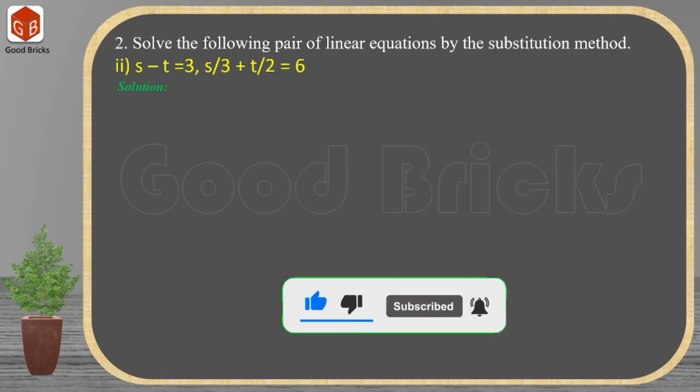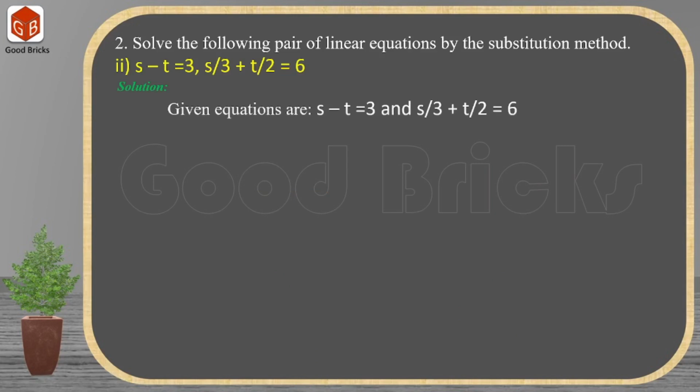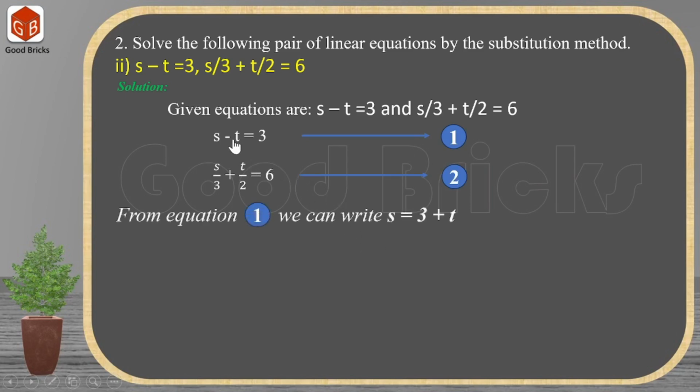Let us take one more example. In this problem also they have given two equations. This is equation 1, this is equation 2. Now from equation 1, when you transpose this t towards the right side, you can write s is equal to 3 plus t. Now this s is equal to 3 plus t.